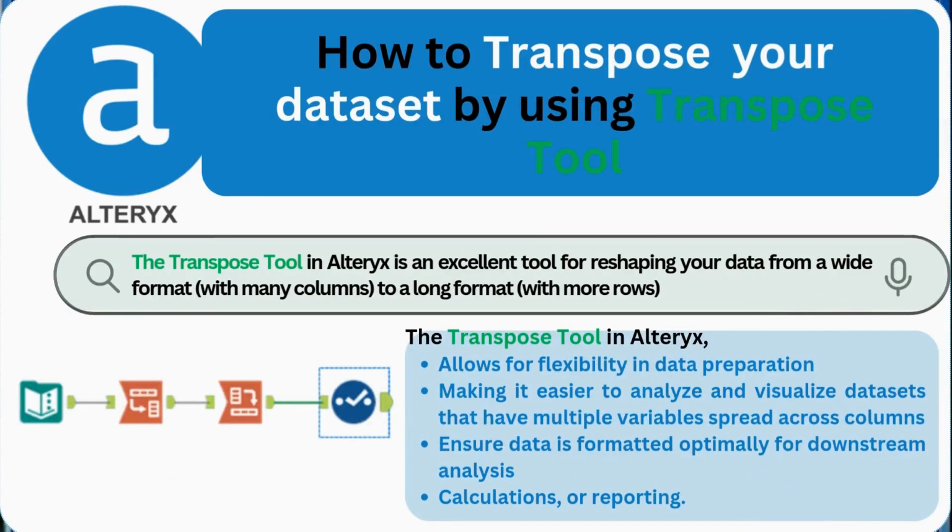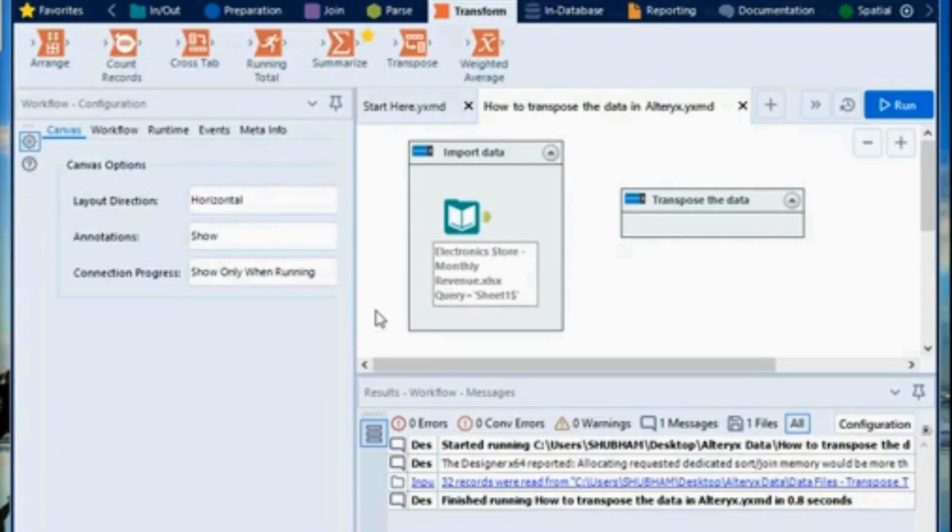How to use the transpose tool in Alteryx? So generally you have two types of data sets. One is a wider data set consisting of many columns but fewer rows. Another is a long data set consisting of a small number of columns but a huge number of rows, right?